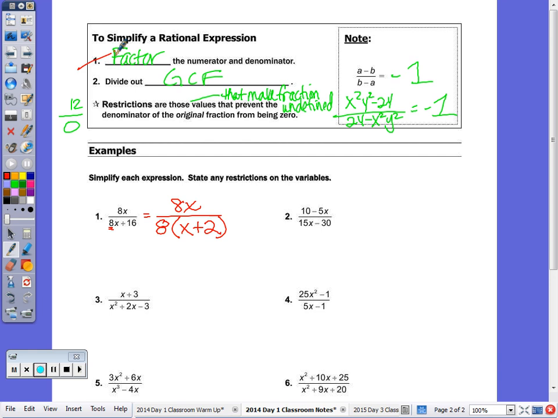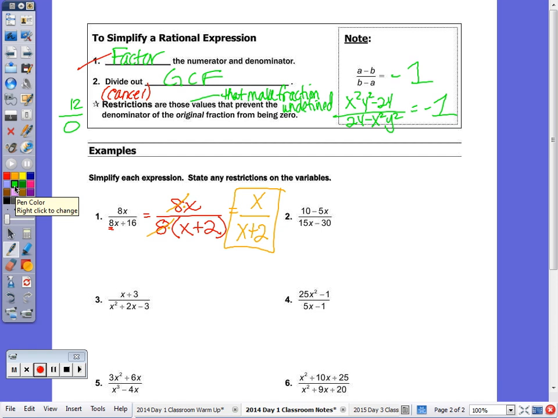Step number 2, divide out also means to cancel. So I cancel those common factors. The only common factor that I can cancel, because factors are connected by multiplication, so 8 times x and then 8 times the sum, the only ones I can cancel are the 8s. So the final answer is x over x plus 2.